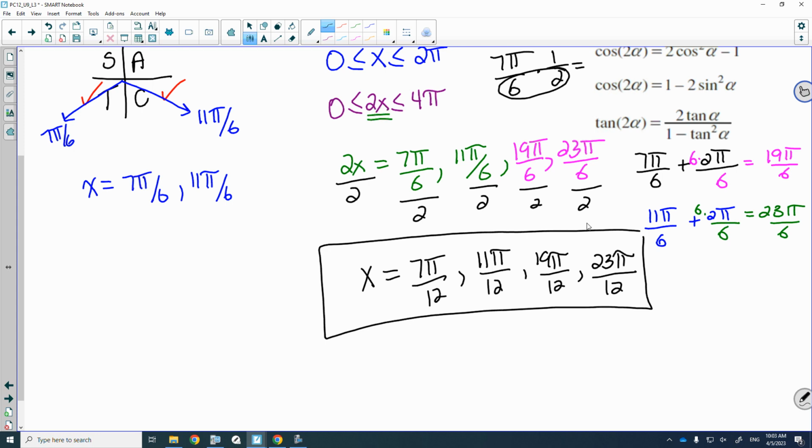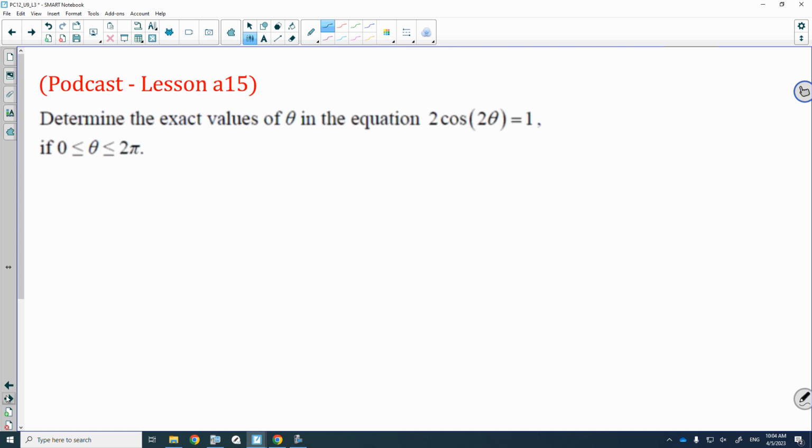Okay, let's do one more like this. Determine the exact values of theta in this equation here. So the first thing we need to do is isolate our cos ratio. Get your cos ratio by itself, get rid of that 2 in front by dividing both sides by 2.